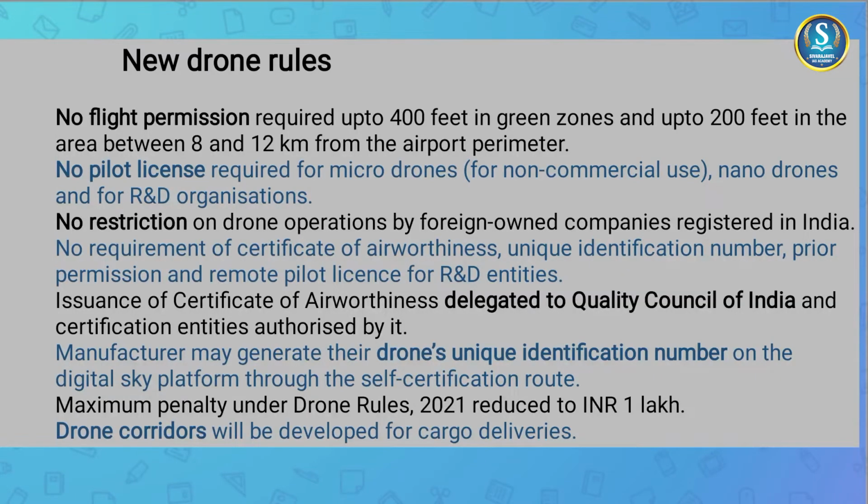So what are the new rules for the drones? There's no flight permission required up to 400 feet in the green zones and up to 200 feet in the area between 8 and 12 kilometers from the airport perimeter. And no pilot license is required for micro drones used for non-commercial uses, where commercial use does not come into play, and for nano drones and for research and development organizations.